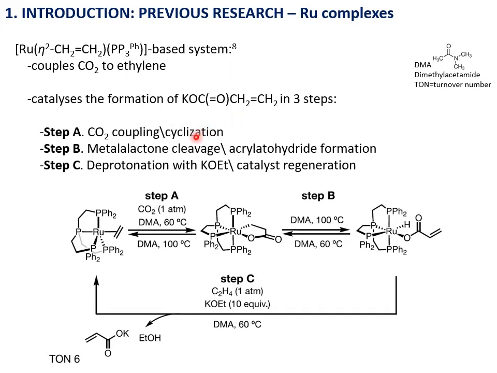Step A is the CO2 coupling and cyclization. Step B represents the cleaving of the metallolactone and the formation of the acrylato hydride complex. The final step C involves the deprotonation with potassium ethoxide, which regenerates the catalyst and releases potassium acrylate.